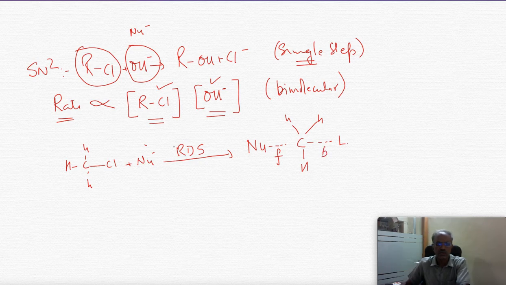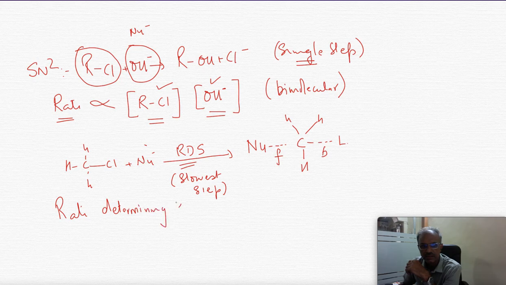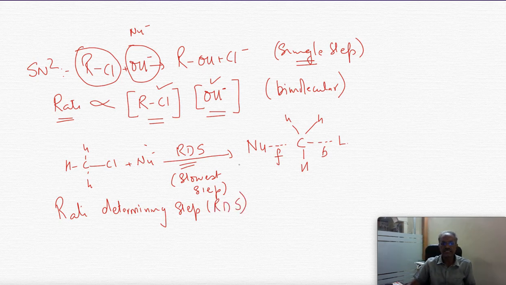First thing, what do you mean by rate determining step? Rate determining step is the slowest step. Always in a reaction, if there is a slowest step, that slowest step is known as the rate determining step or RDS.